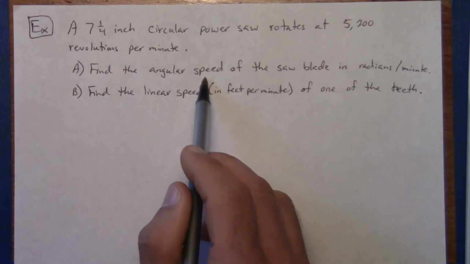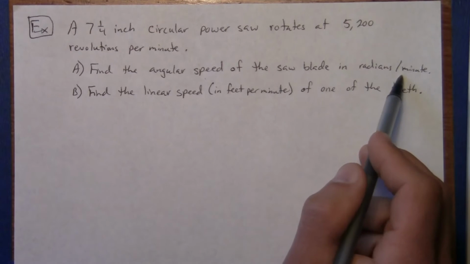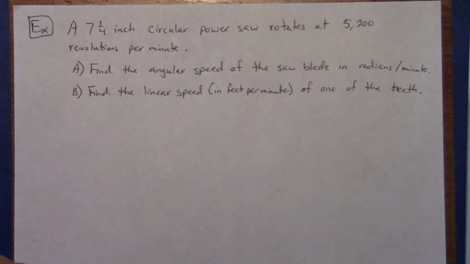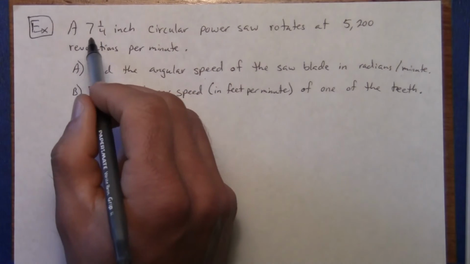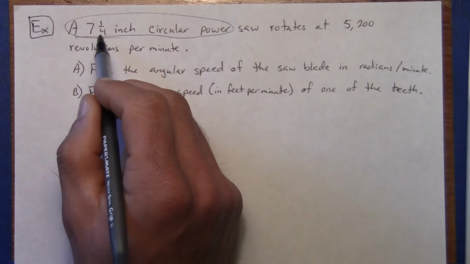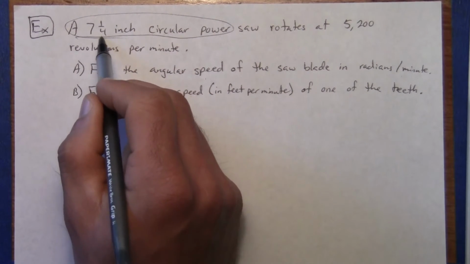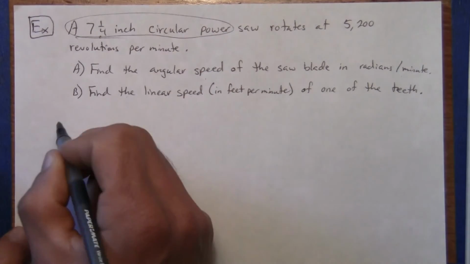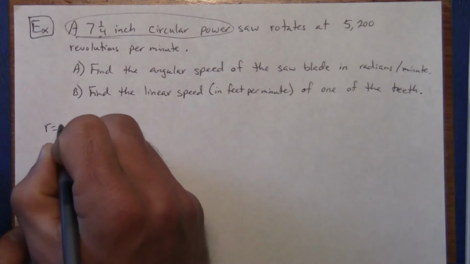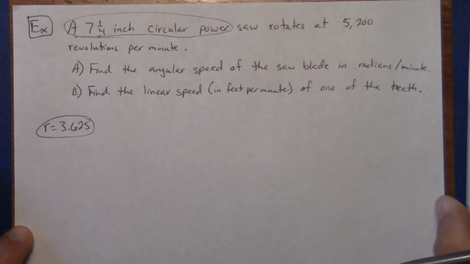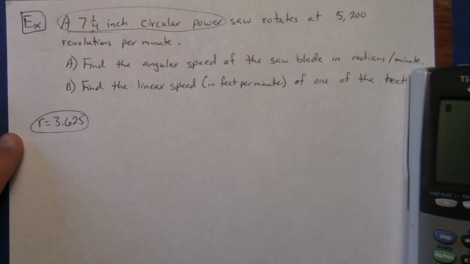It wants us to find the angular speed of the saw blade in radians per minute, and then find the linear speed in feet per minute. All right. Well, one thing that this problem doesn't do a very good job of is telling you whether this is the radius or the diameter. That's actually the diameter. So you're going to need to divide that by 2 to know that your radius is actually 3.625. That you'll have to know.